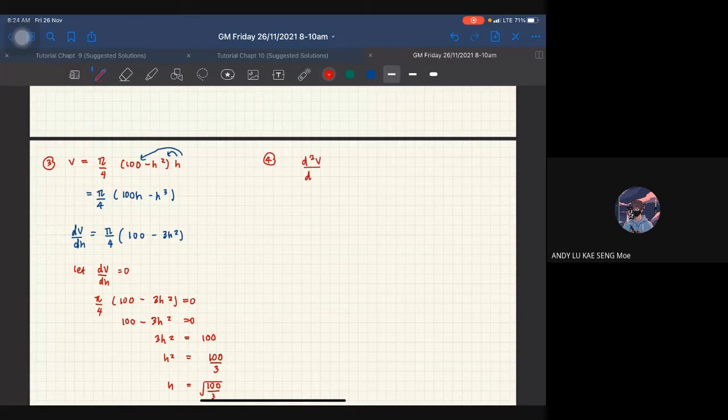Dia akan saja dekat depan. Alright, and then differentiate 100, awak dapat 0. Okay, differentiate 3H square, you will get negative 6H, like that. Okay, so kita simplifykan this one. So awak akan dapat this one kosong. This one 4 bahagi 2, 2, 6 bahagi 2, 3. So you will get 3 over 2 pi H. Okay, so kita nak substitute nilai H yang kita dapat when H is equal to 10 over square root of 3.